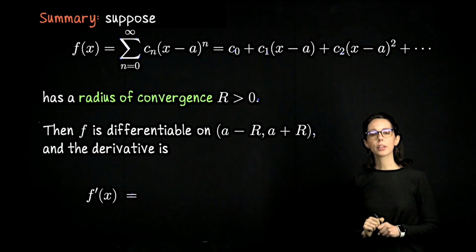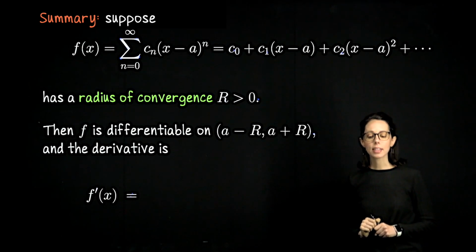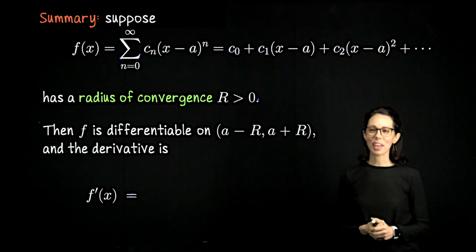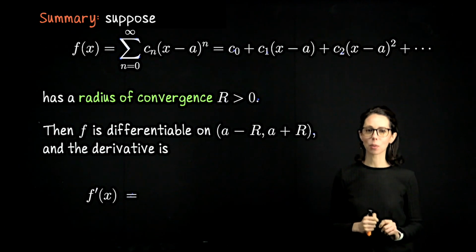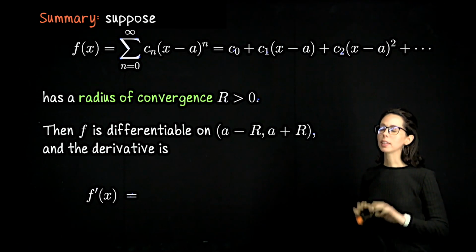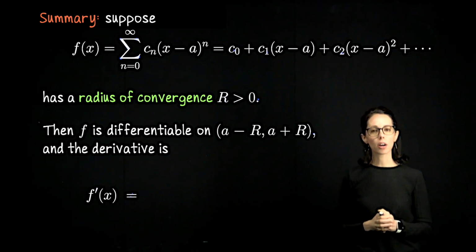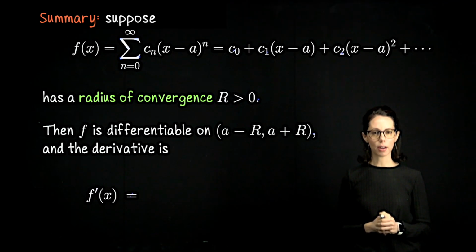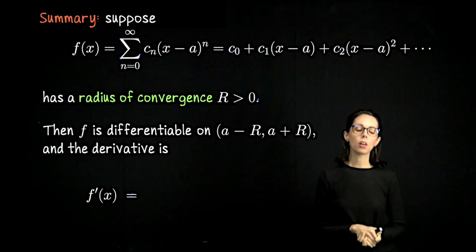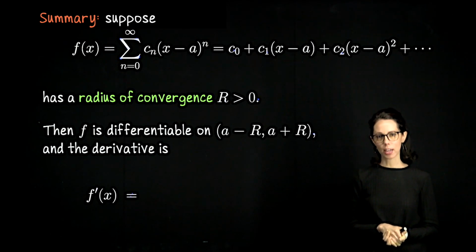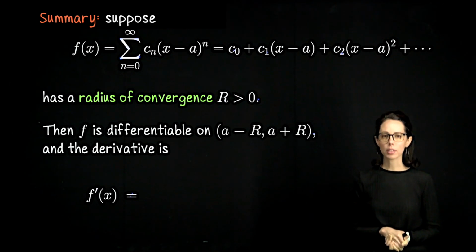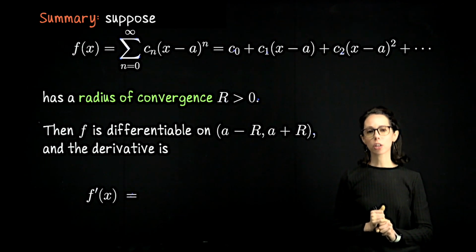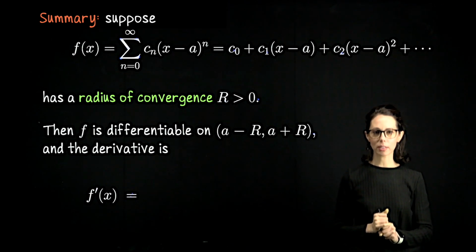Suppose that this power series representation has a radius of convergence which is greater than 0. We're not interested in doing this if our convergence only happens at a single point. Then if we look at the nice open interval of radius r around the center, so that's the open interval from a minus r through a plus r, on this nice open interval, f is a differentiable function, and its derivative also has a power series representation, which we can write down based off of our ability to do term-by-term differentiation on our original power series.